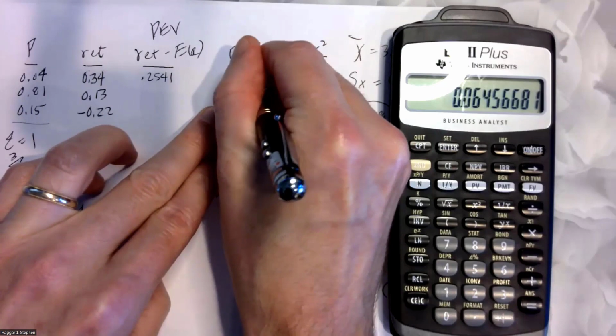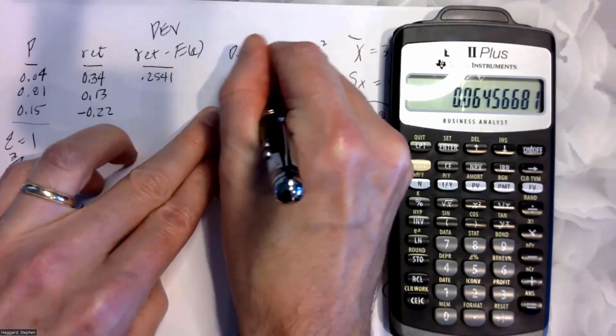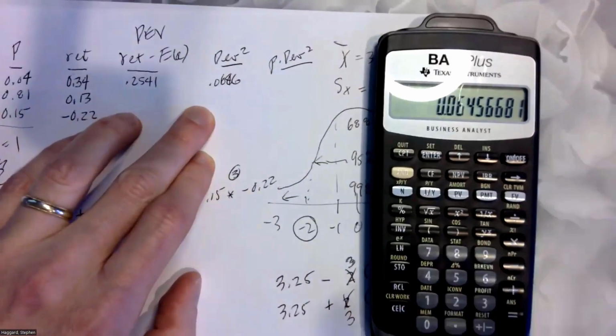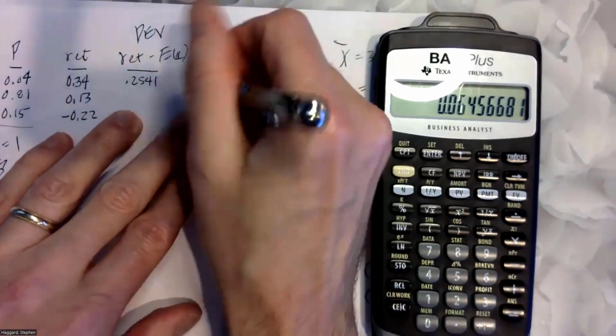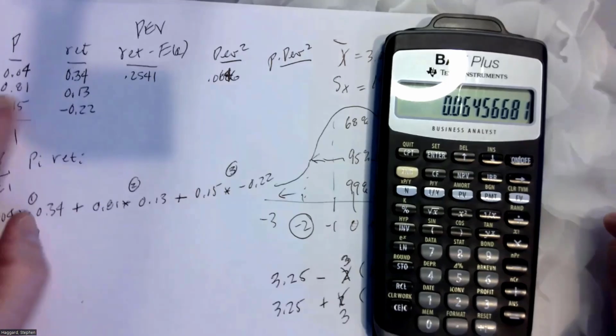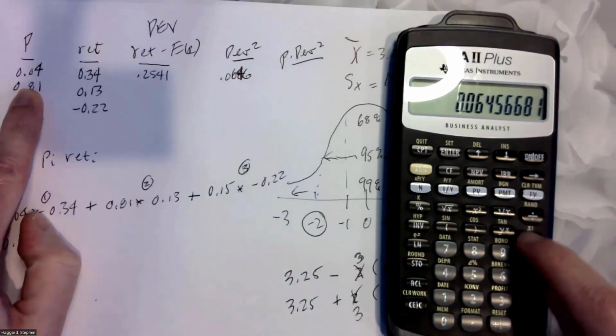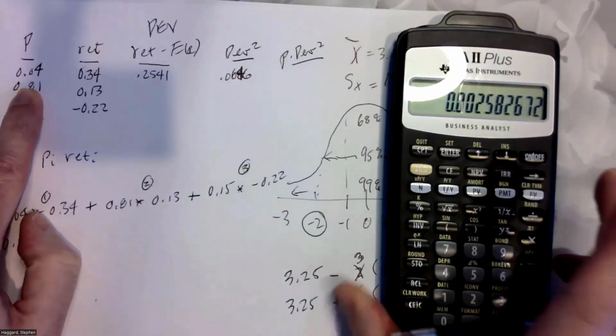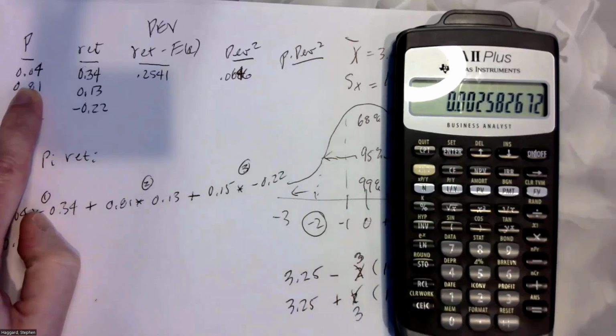And by the way, 0.0646. Don't write this stuff down. The only reason I'm writing it down is so you guys can see it later. Okay, now the last step is to multiply by the probability, times 0.04 equals. And I'm getting this 0.0025826 and so on.